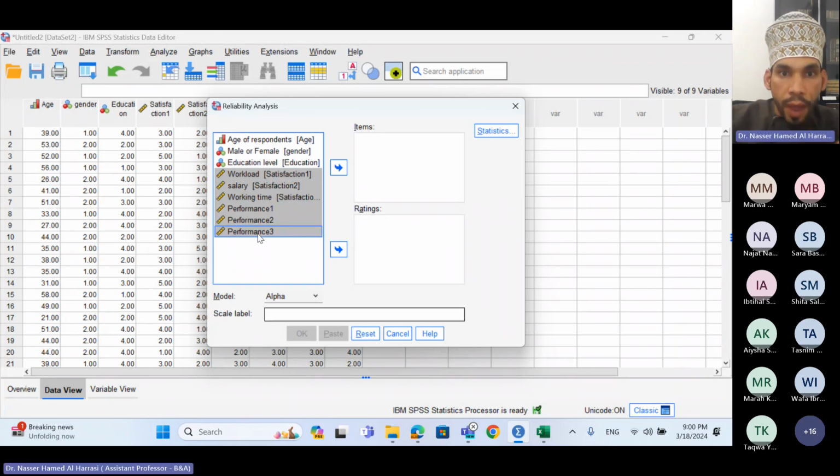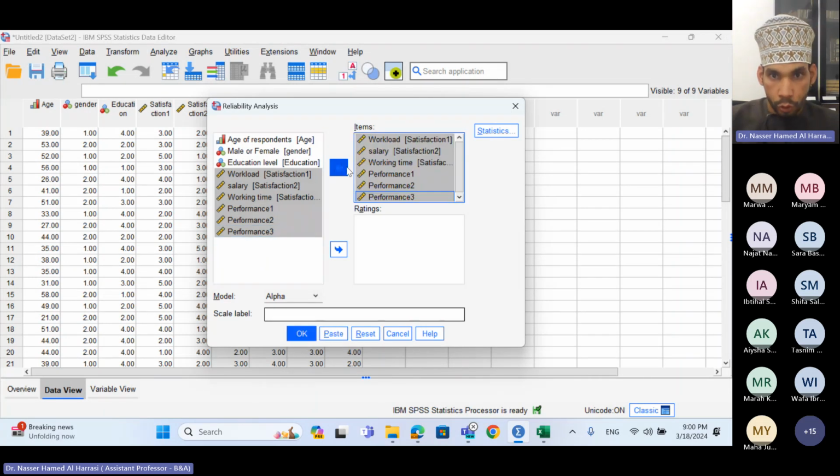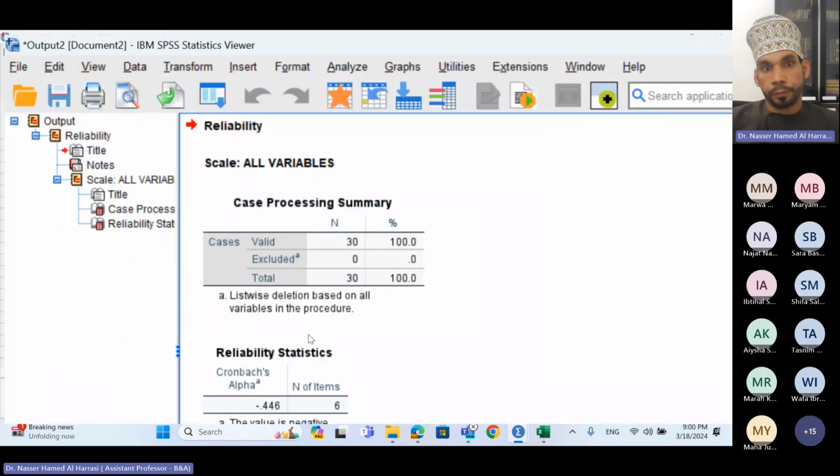So the variables, the factors only, are what we are going to use to measure or analyze the reliability. The demographics, the age and gender, we cannot use to check the reliability. So we are going to select them all, then bring them here. So we are having all the items here, and make sure that we are choosing alpha, then click OK.